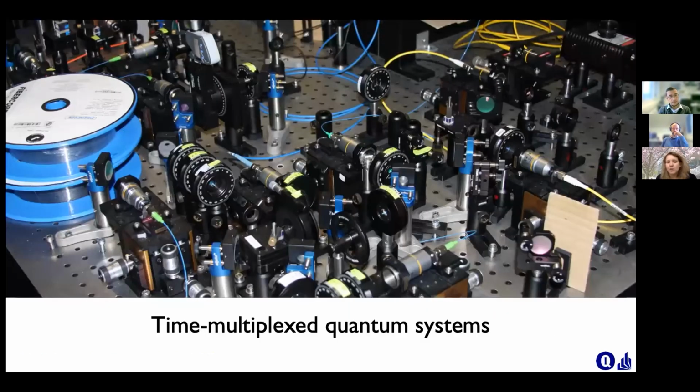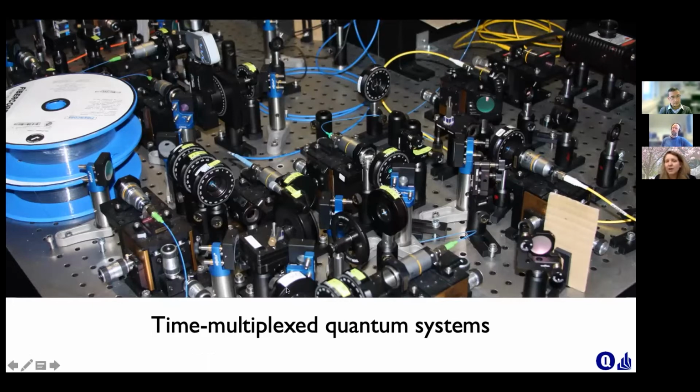I would like to switch gears. And here you see a photograph that looks completely different. And this is how we do it. We are not only developing the integrated optics devices, but in the meantime, before we have the complex structures for that, we also want to do quantum optics experiments on an optical table. And this is what we do in this time-multiplexed system.